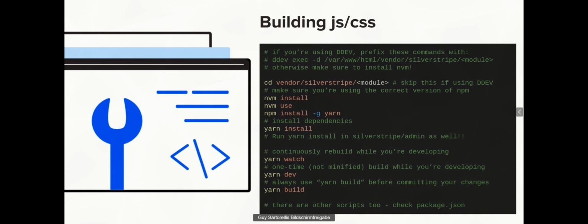To build out the JavaScript and CSS, make sure that you install and swap to the right version of NPM. So that's the nvm install and nvm use commands here. Make sure you install Yarn if you haven't done so already, and then run yarn install, which will download all of the JavaScript dependencies. If you're working in a module that is not Silverstripe admin, then you'll also need to go into the Silverstripe admin repository in your local machine and run yarn install there as well.